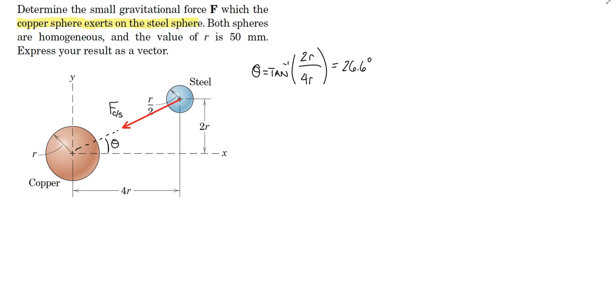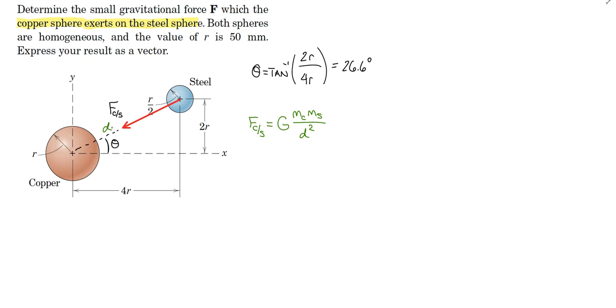Okay. Now, as far as the equation for the force, we know that the force of the copper on the steel, using Newton's law of universal gravitation, would be big G, our gravitational constant, multiplied by the mass of the copper times the mass of the steel, divided by the distance, and I'm going to write it as d, where d is the distance between the centers of the two spheres, squared.